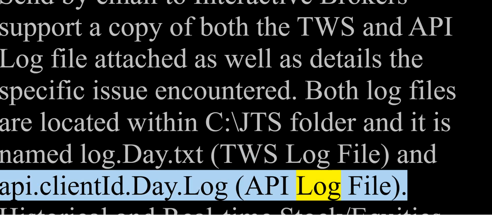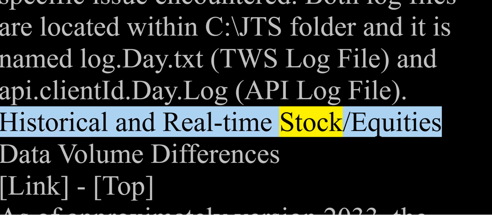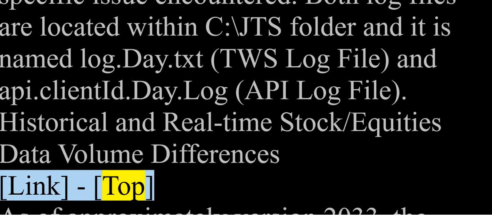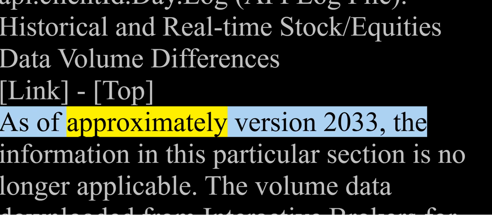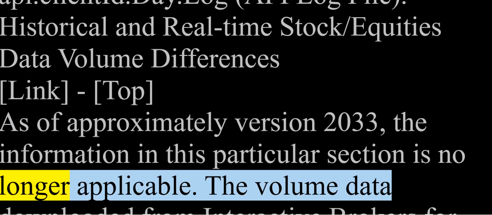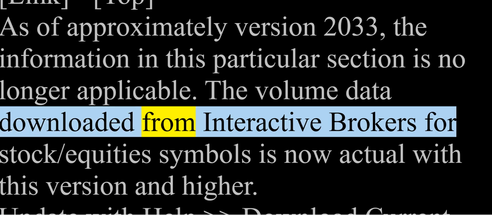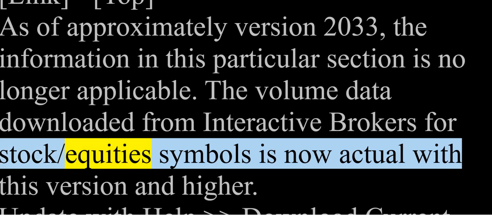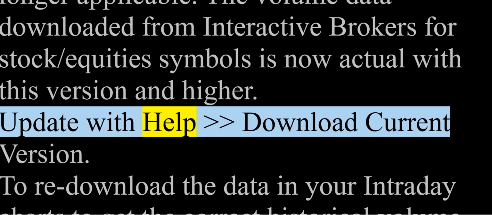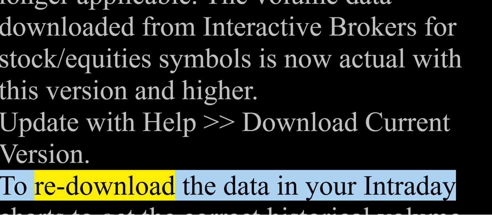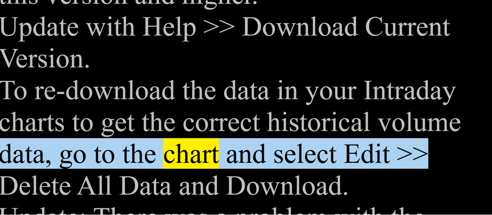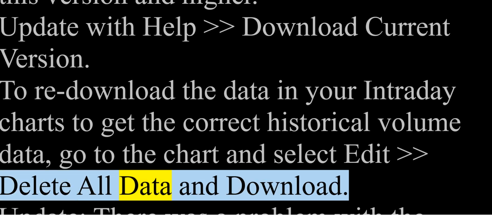Historical and real-time stock/equities data volume differences. As of approximately version 2033, the information in this particular section is no longer applicable. The volume data downloaded from Interactive Brokers for stock/equity symbols is now actual with this version and higher. Update with Help, Download Current Version. To re-download the data in your intraday charts to get the correct historical volume data, go to the chart and select Edit, Delete All Data and Download.